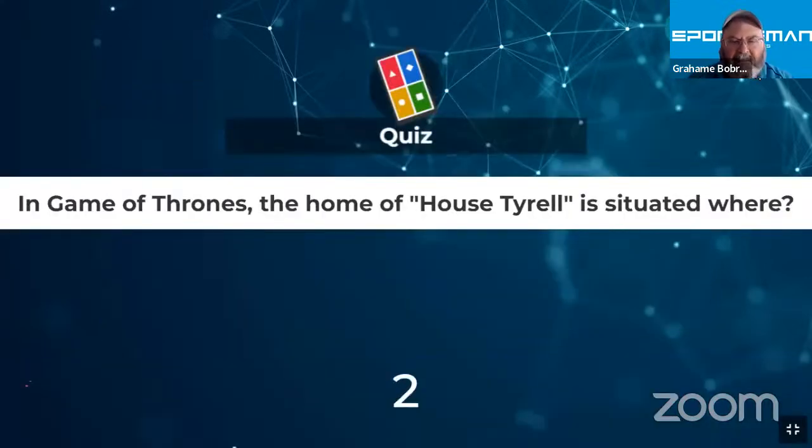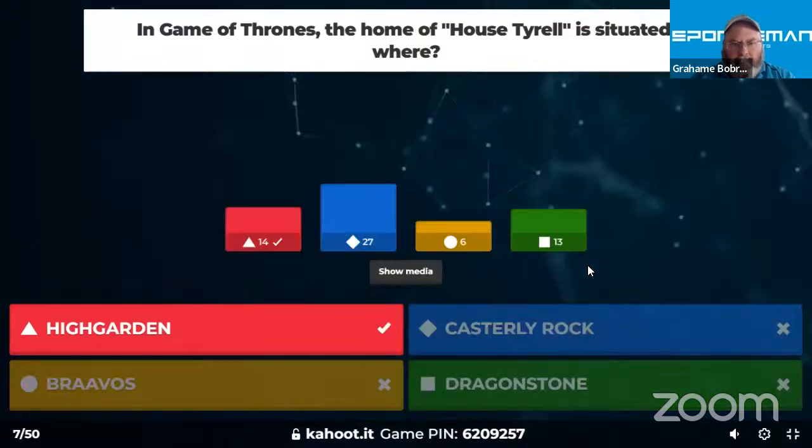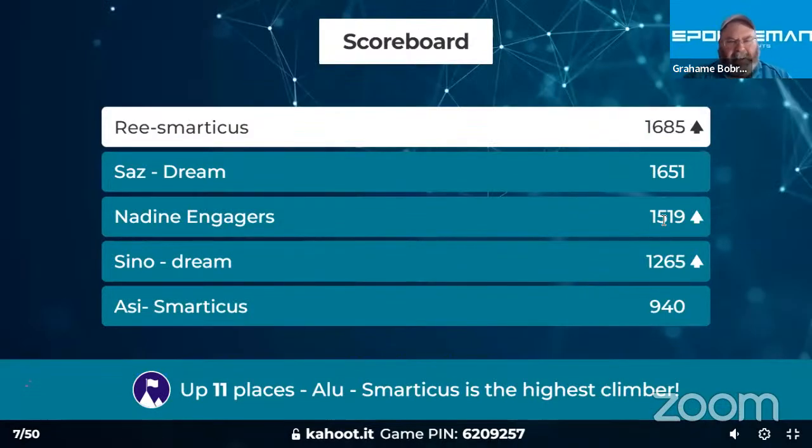In the Game of Thrones, the home of House Tyrell is situated where? Game of Thrones, that great television program. Highgarden, Casterly Rock, Bravos, or Dragonstone? Correct answer is Highgarden. 14 of you getting it right. Casterly Rock was where, I forget what their names were. I can't remember, the evil guys that dominated the whole program. And yeah, the rest, well, was a good program anyway. Highgarden, the right answer. Next, let's see who got that right. Smarticus, all over that leaderboard. Next question.